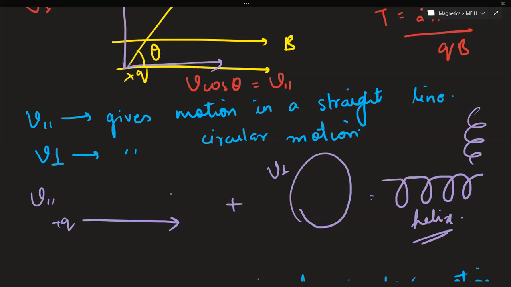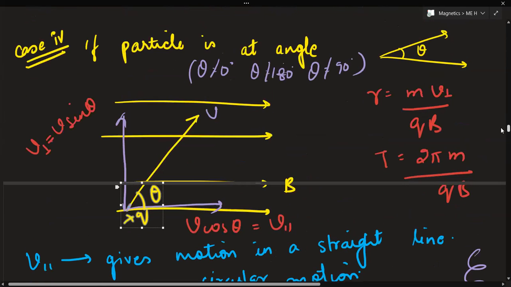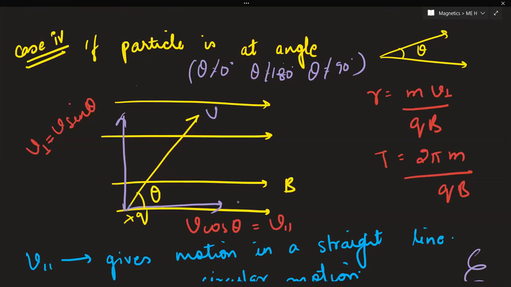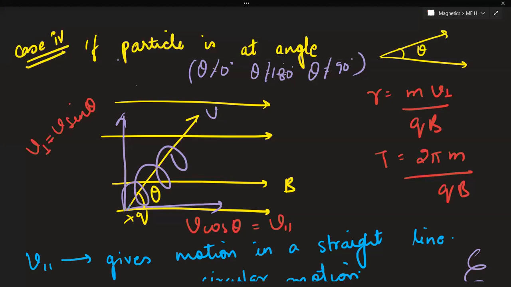So a helical pathway is obtained. If it is at a random angle, which is neither 0 nor 180 nor any of these, qvB sine theta will give you the magnitude. But what about the path of the particle? It will be helical. The reason is that the motion is occurring forward and also in a curved manner, so the combined action becomes helical.